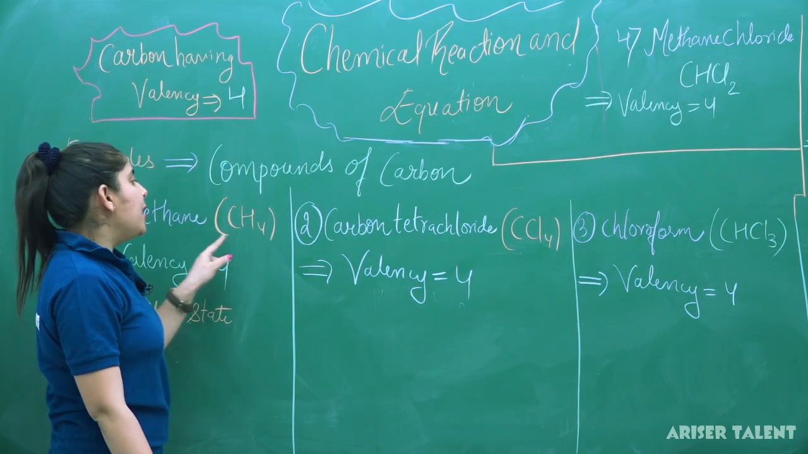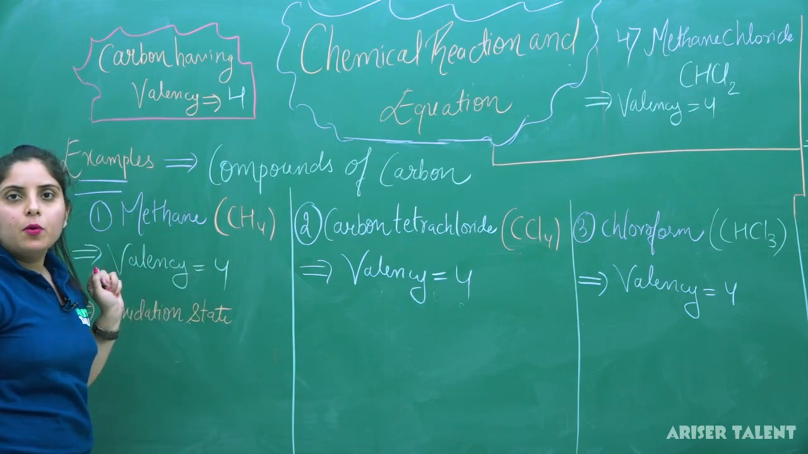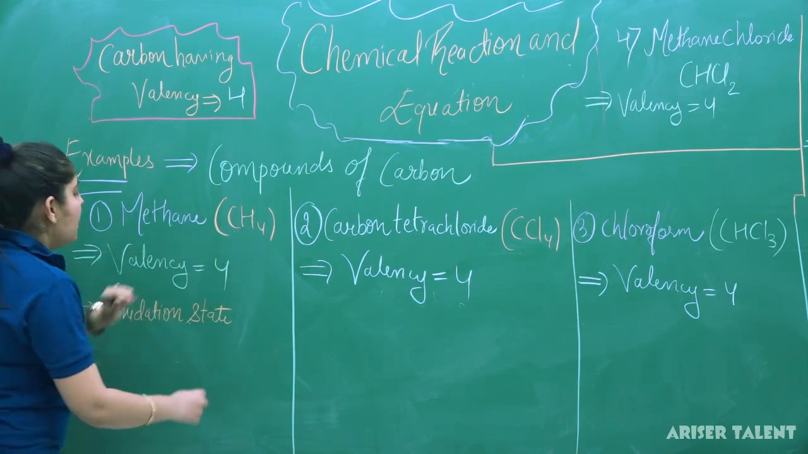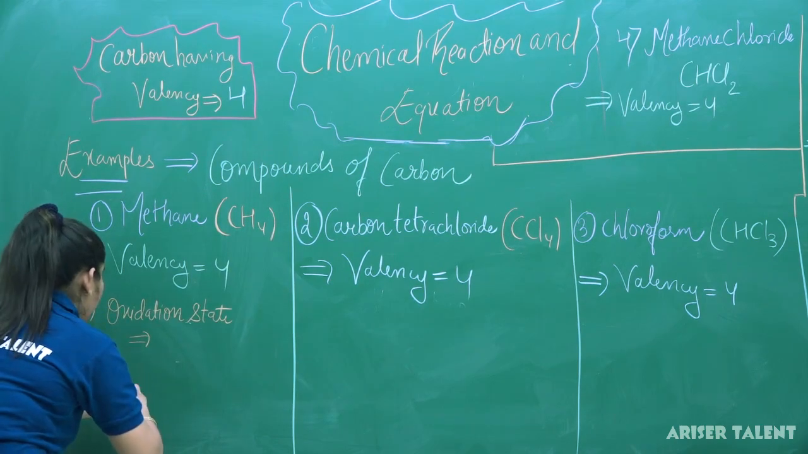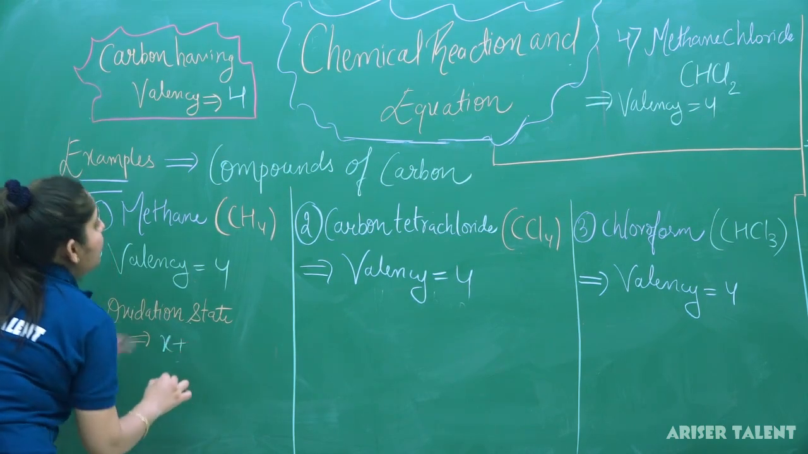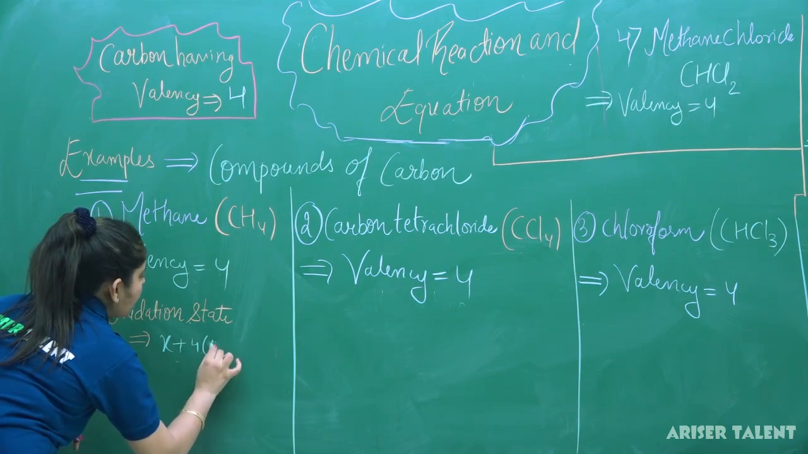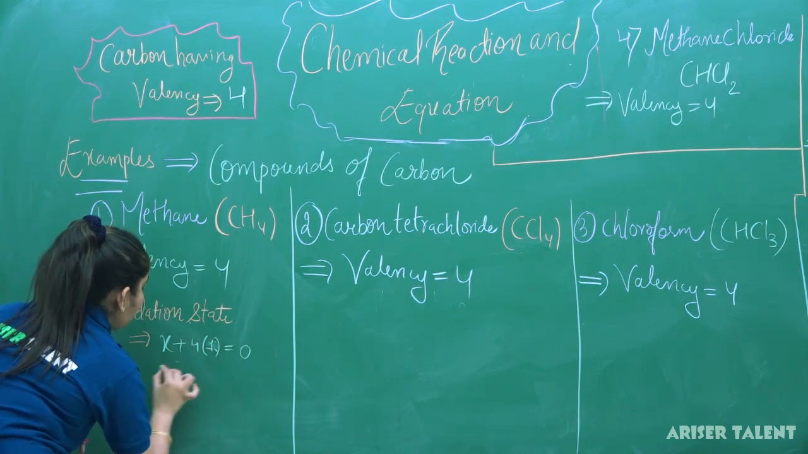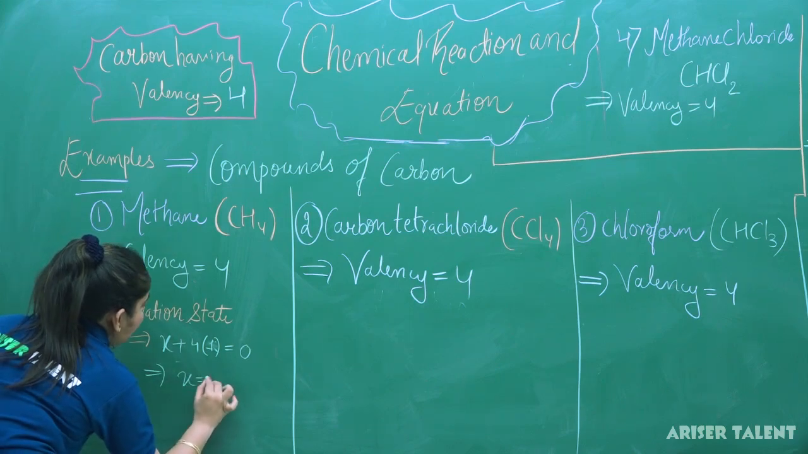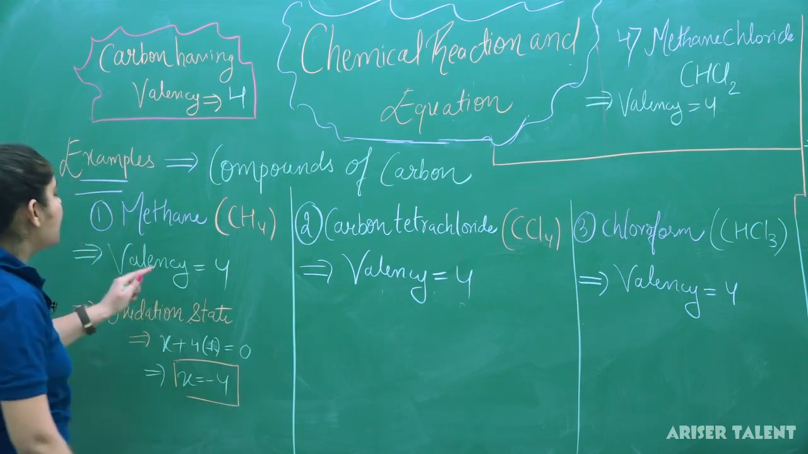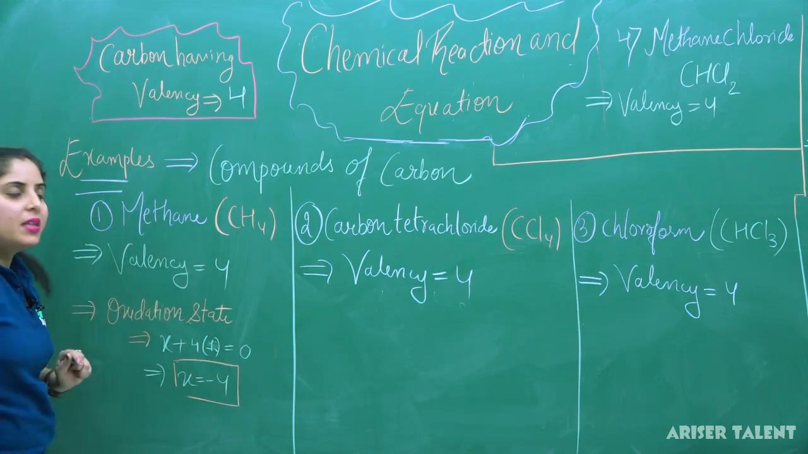If I'm going to calculate the oxidation state of carbon over here, I have to remove all other elements. So I'm considering carbon as X plus 4 into 1 equal to 0. I will get X equal to minus 4. It means minus 4 will be the oxidation state of carbon in case of methane.